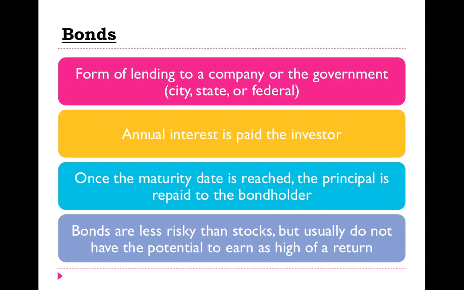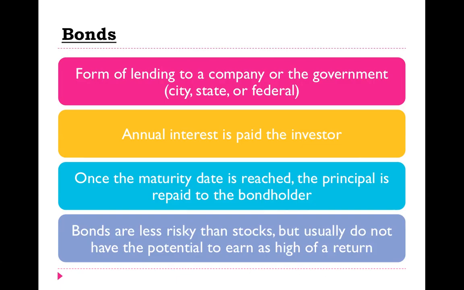Bonds are a form of lending to a company or the government. Just as people need money, so do companies and governments. A company needs funds to expand into new markets, while governments need money for everything from infrastructure to social programs. The problem large organizations run into is that they typically need far more money than the average bank can provide.